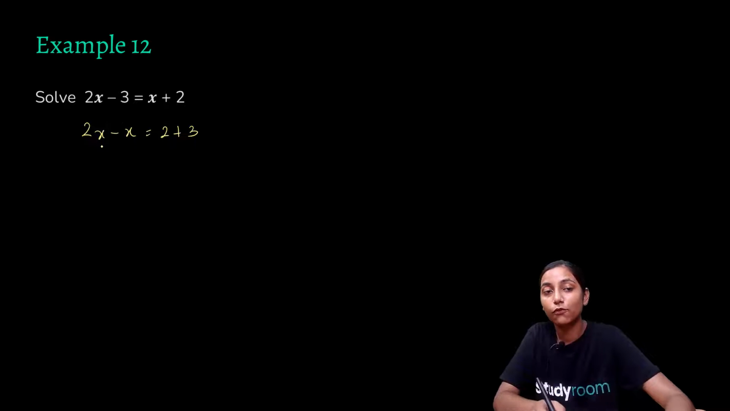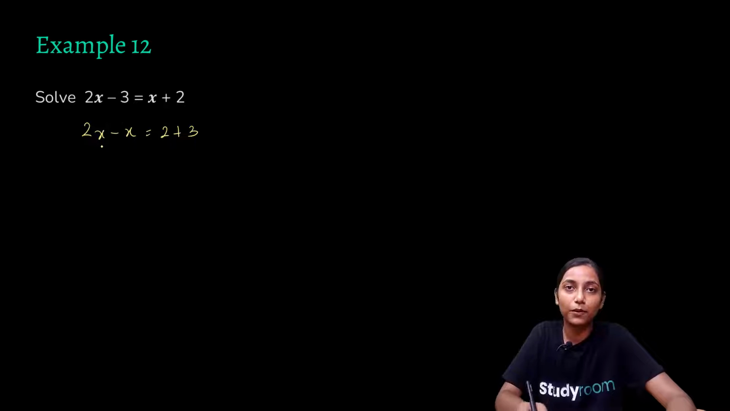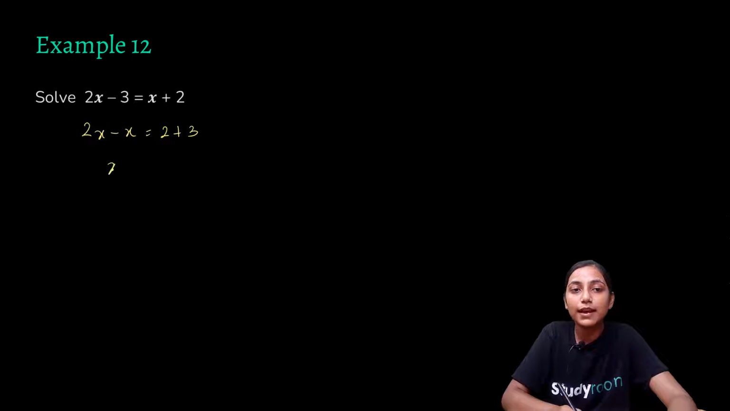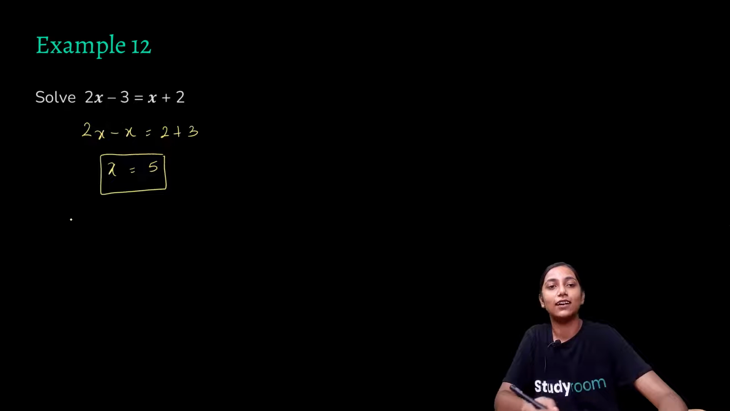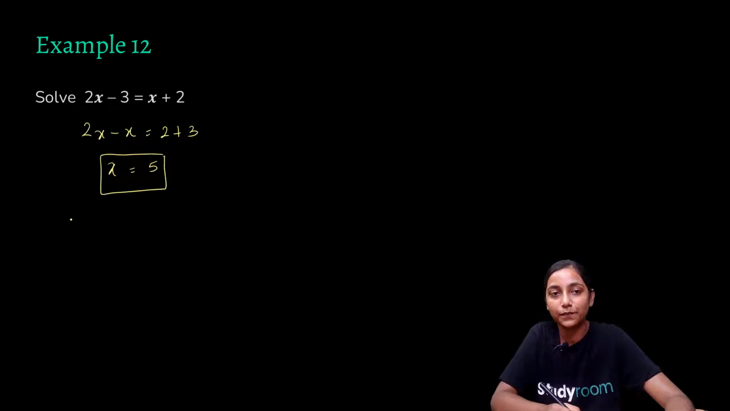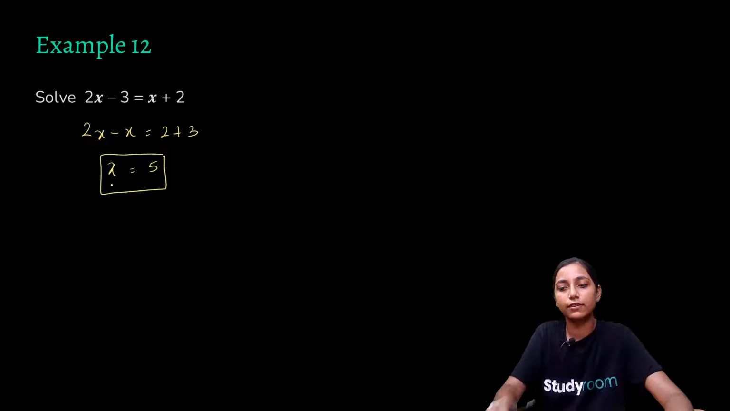Now the second step was to perform the mathematical operations on the like terms. So since both of these terms have variables and both of these terms are constants, we are going to perform this operation on these terms and this operation on both of these terms. 2x minus x will become x and 2 plus 3 is going to be 5. So x equals to 5 is our solution for this equation. We did not have to perform step 3 here because the coefficient of x here is 1. So dividing by 1 leaves it the same.